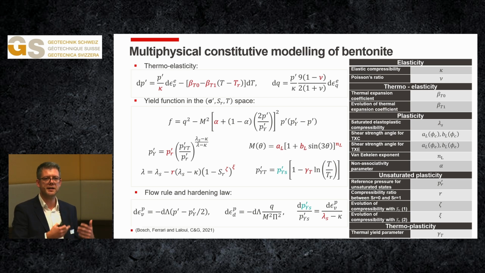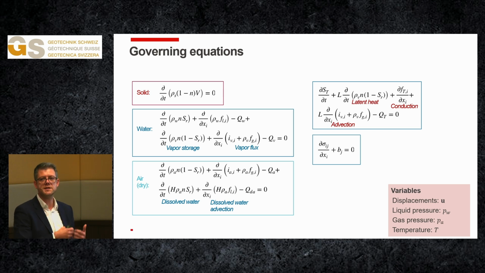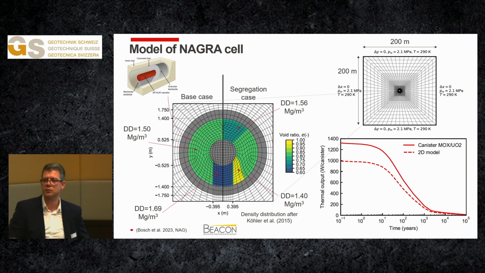You may be scared by the number of parameters that you see in this slide here, but I just want to ensure that all these parameters have a physical meaning, so we can design experiments to get them. And the constitutive model is usually implemented in a finite element code, where we are essentially solving the balances of the solid, the water, and the gas phase together with the energy conservation equation and the classical equilibrium equation. So we can run our finite element simulations.